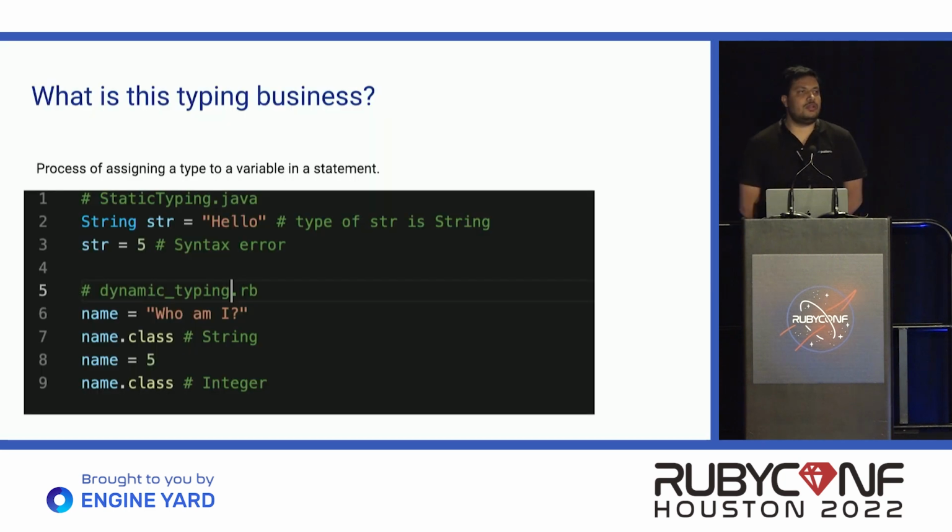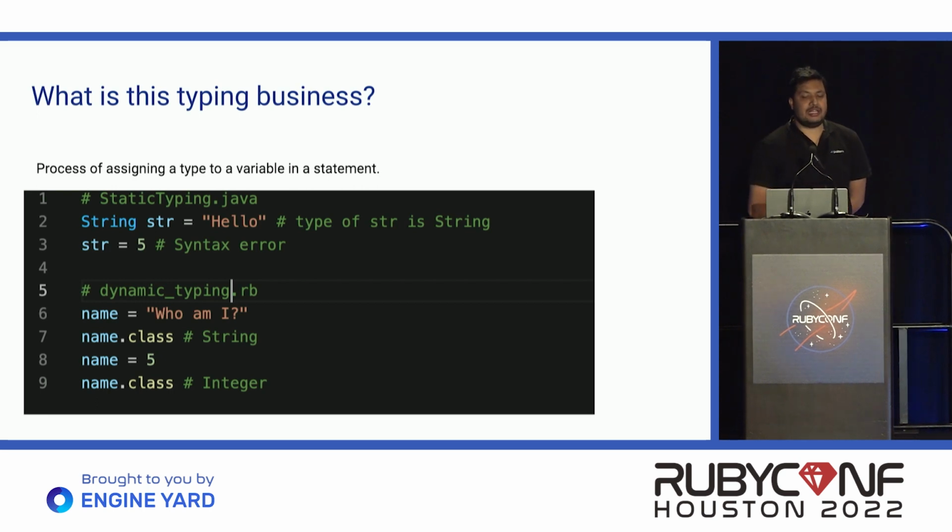So first of all, what is this typing business? What do we mean by types? Broadly, there are two categories of programming languages. One is strictly typed languages, and another is dynamically typed languages. Let's take the first example here of a Java code. Here, the str variable has type string, which contains the value hello. But if we try to assign it an integer value, we get the syntax error.